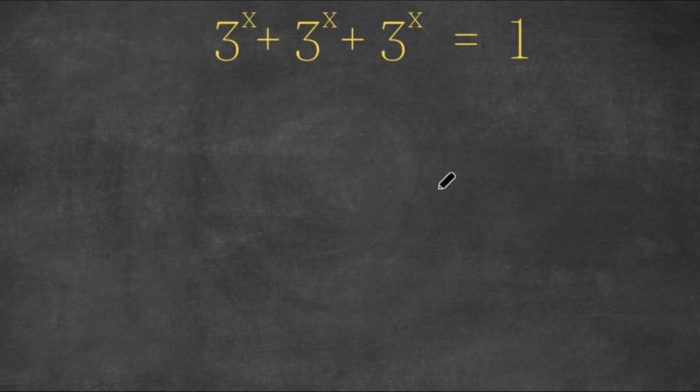In today's video, I'm going to be teaching you guys how to solve this exponential equation. So we have 3 to the power of x plus 3 to the power of x plus 3 to the power of x is equal to 1.